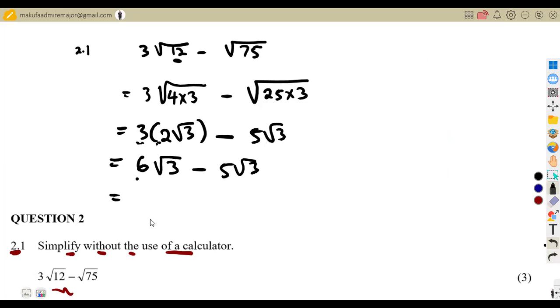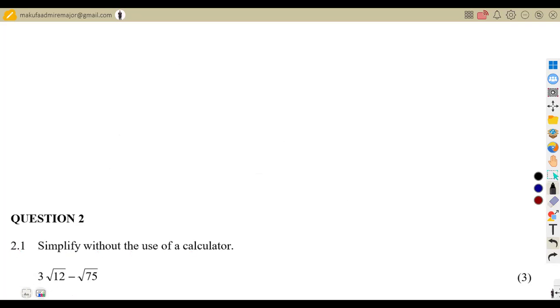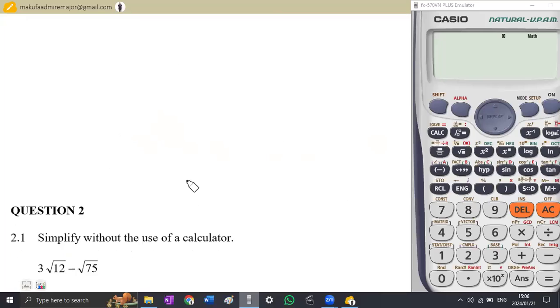6 minus 5, which is 1. So that's 1 square root of 3, which is the same as the square root of 3. So that is how we could have simplified this. These are the typical questions of which we can prove this on our calculator. Like I said, the calculator is not required, but you can also prove that on your calculator to see if we obtain the square root of 3.